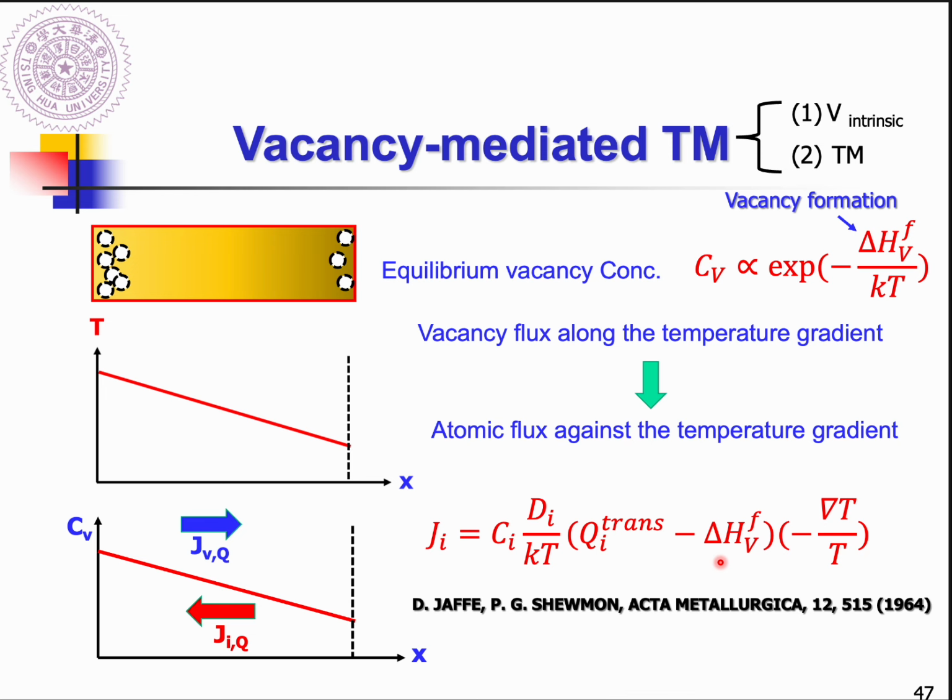So here, after serious experiments performed by this professor's team and found in 1964. After simulation and also experimental results, they find if the material you're dealing with is vacancy mediated one, you need to modify the atomic flux by adding this vacancy gradient effect here. So use the heat of transport minus the vacancy formation energy.